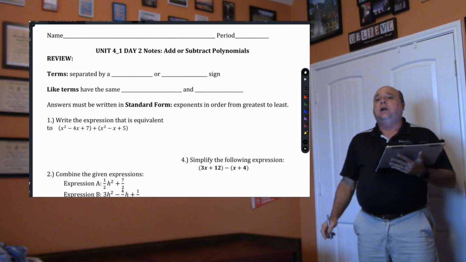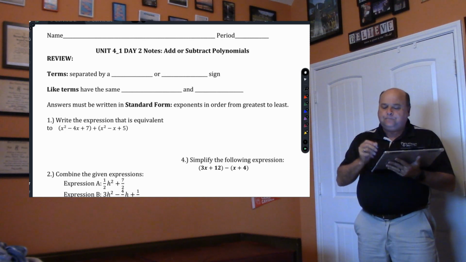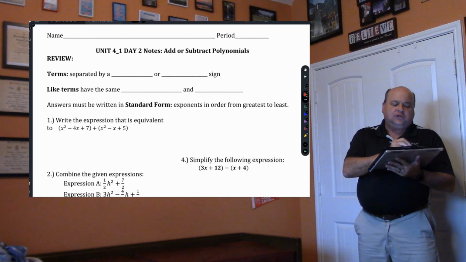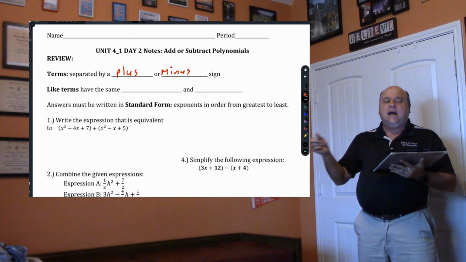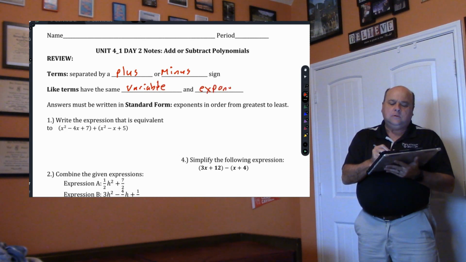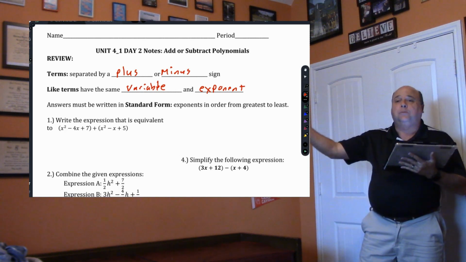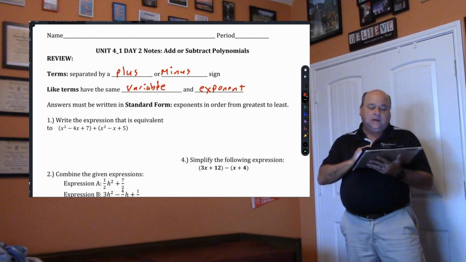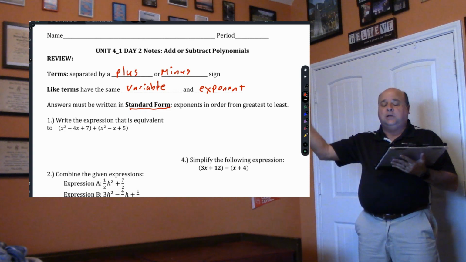Yesterday you learned about polynomials and the parts of a polynomial and how to get the like terms. Terms are separated by a plus or minus sign, and like terms have the same variable and exponent. Remember, single underline, double underline, triple underline, because that's the order you're going to put it in. Standard form means you put the exponents from the largest to the smallest.